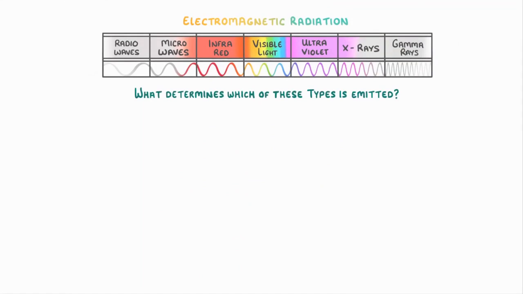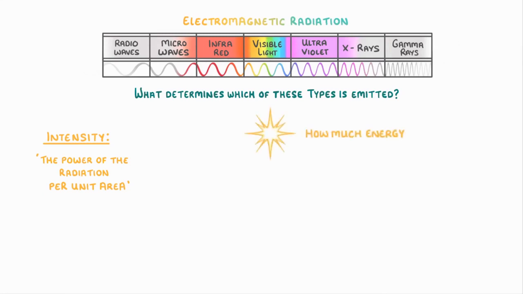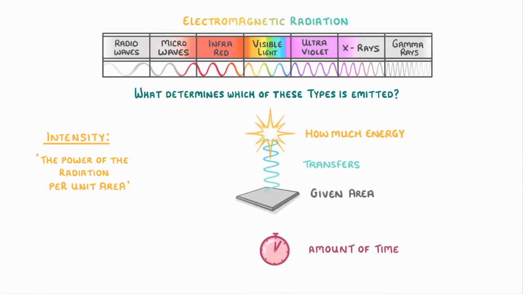First though, you need to understand the term intensity, which is the power of the radiation per unit of area. So effectively, it's a measure of how much energy the radiation transfers to a given area in a certain amount of time.